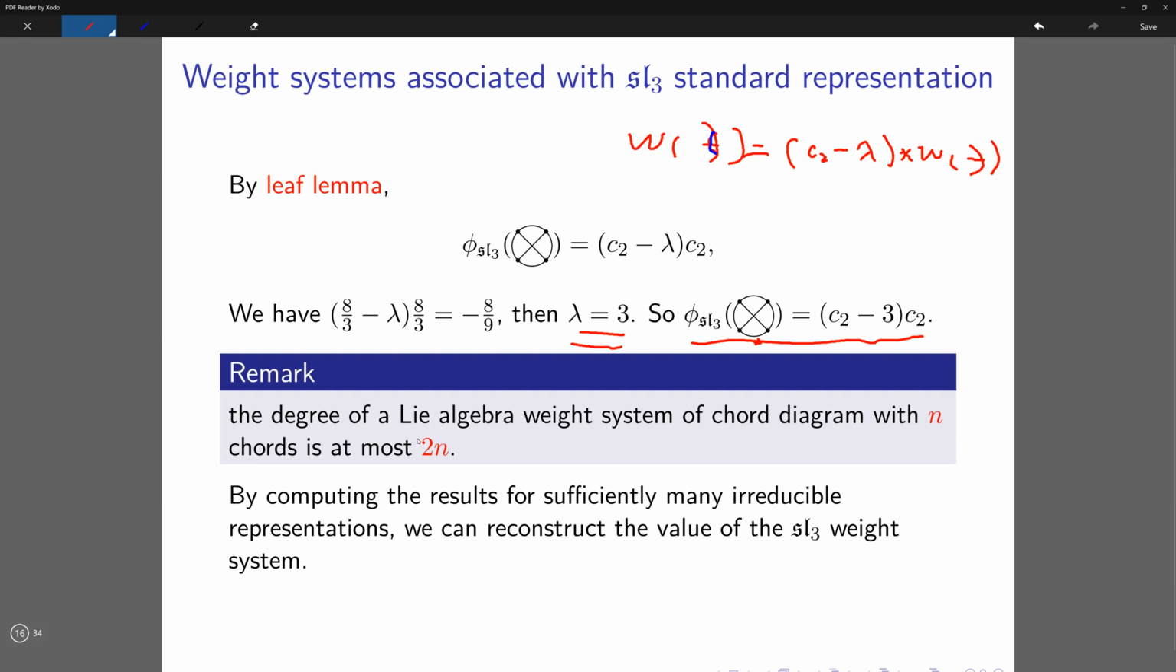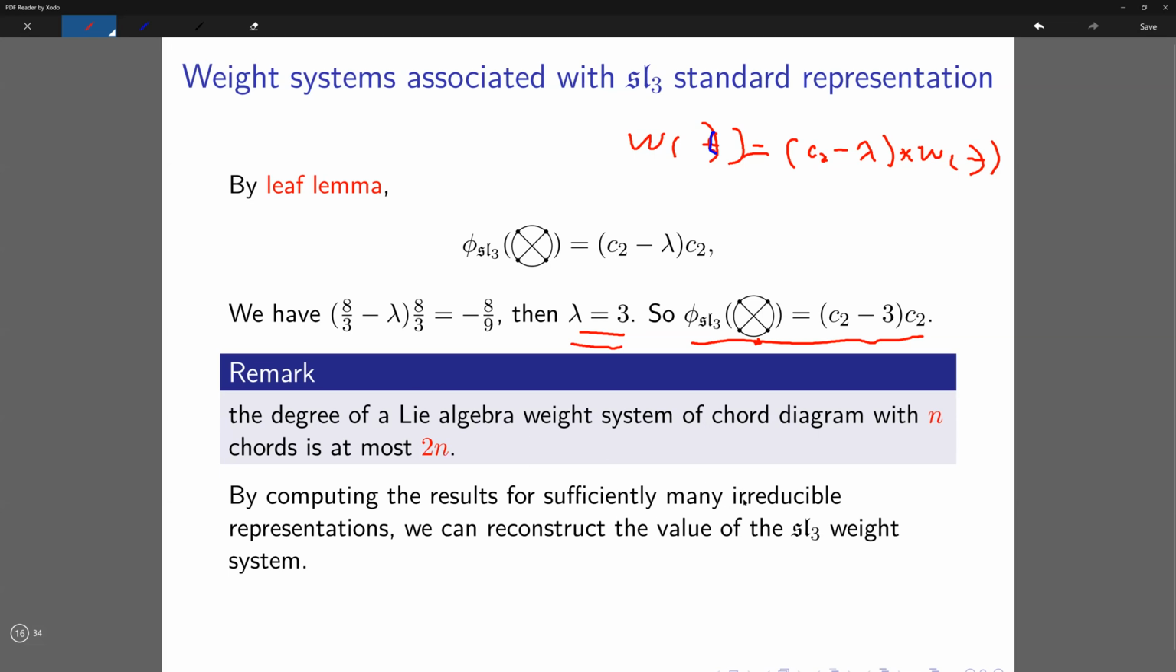And since the degree of the weight system of a chord diagram with n chords is at most 2n, you can always switch the endpoints of chords to relate an n-chord diagram to the chord diagram with an isolated chord, which takes value C2 to the power n on the algebra weight system. This is why the degree of the weight system of a chord diagram with n chords is at most 2n.